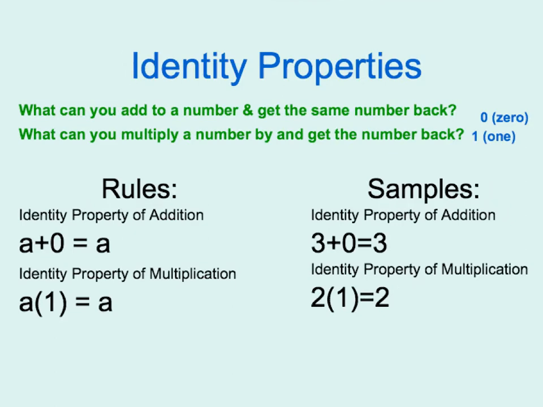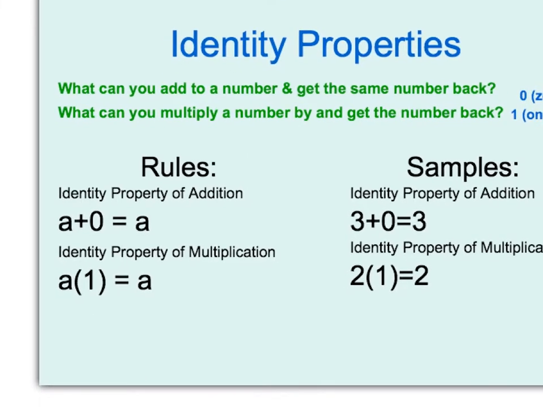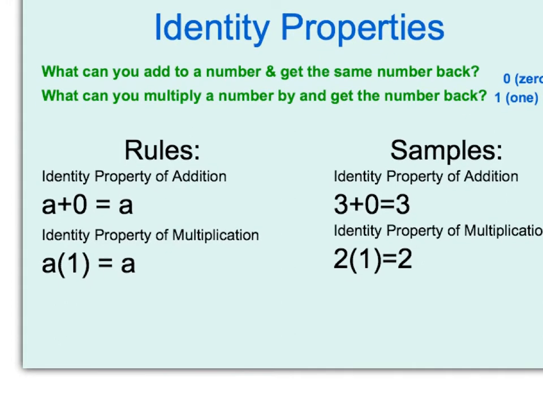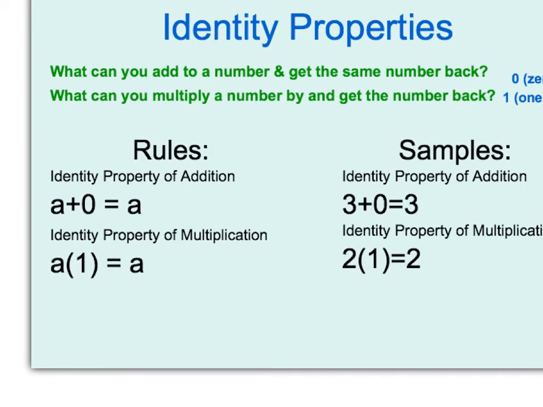Identity properties. Identity properties have to do with what you can add to a number and get the same number back. Well, that's always 0. What can you multiply by a number and get the same number back? That's 1. So here are the 2 rules that you should write down. The rule for the identity property of addition is any number a plus 0 will always give you a. Very simple. 3 plus 0 is 3.